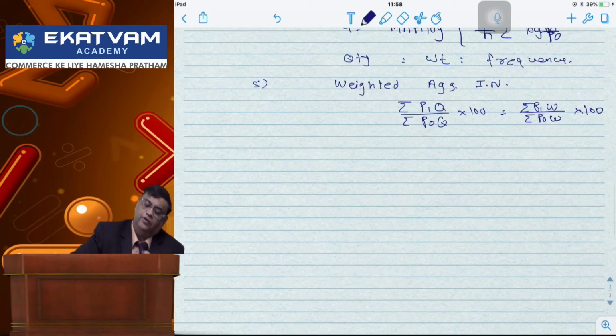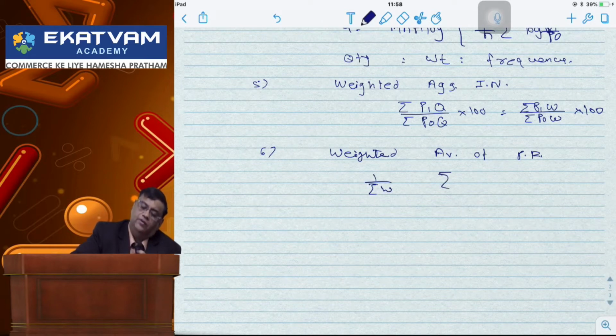Sigma P1Q upon sigma P0Q into 100. What is weighted average of price relatives? Now that is 1 upon total weight and summation P1 upon P0 into 100 into W.